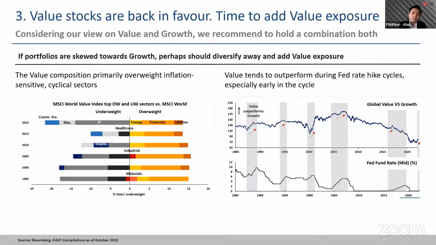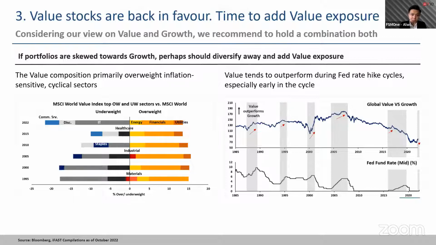However, if we look into the history, value tends to outperform during the Fed rate hike cycle, especially early in the cycle. As you can see here, they outperform, here they also outperform, here they slightly outperform early in the cycle. We can also see a slight uptick already in the current cycle, and we expect more upside potential for value stocks to outperform growth moving forward in this rate hiking cycle.